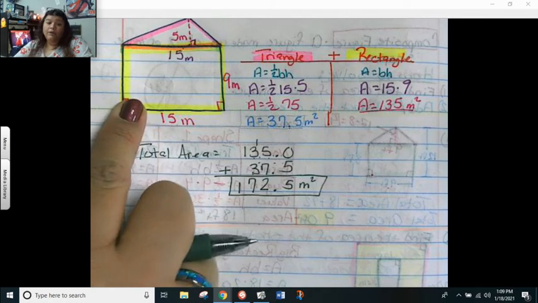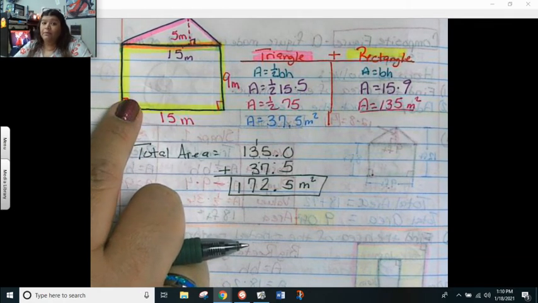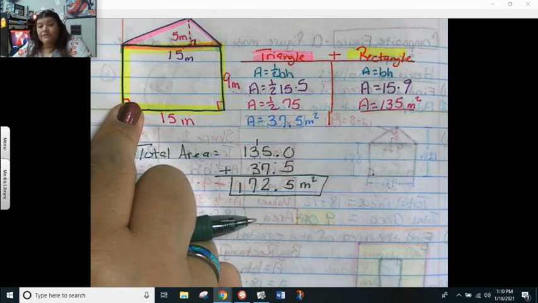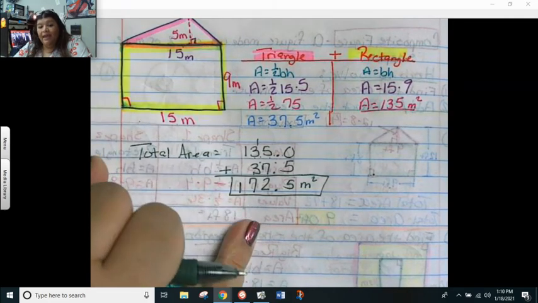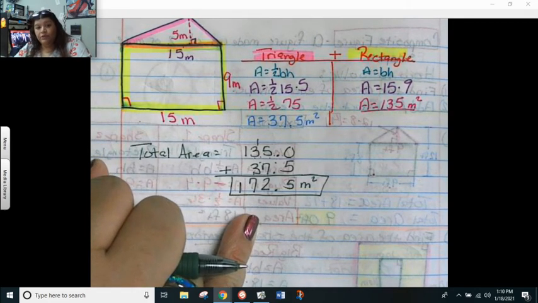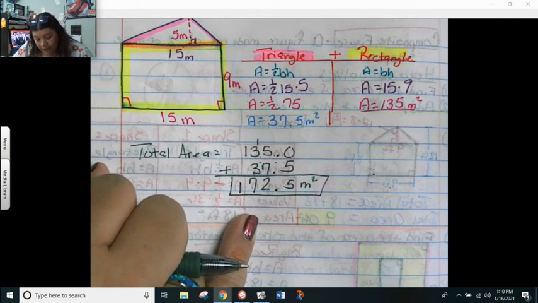Now, when would this be important? If I want to paint the side of my house, that would be important, right? Okay. So I want to make sure I have enough paint to cover it. That way I don't buy too much or not enough. All right. So you should have got 172.5 meters. Let me double check with my calculator. I want to make sure I did get the numbers right. 135 plus 37.5. And I did.